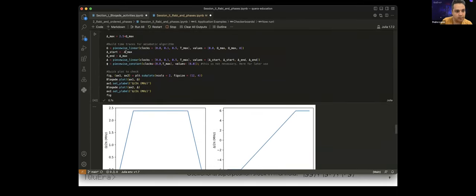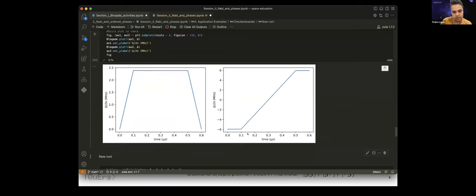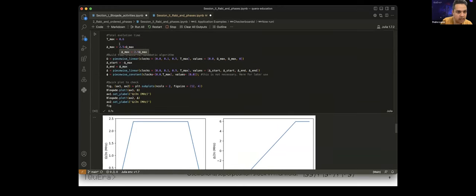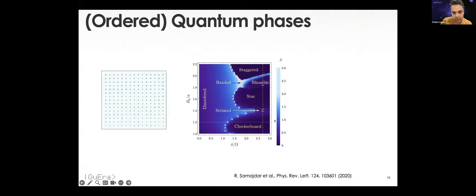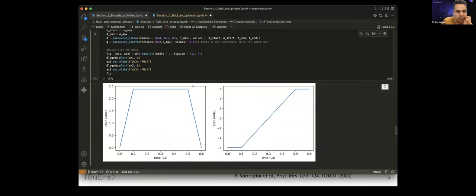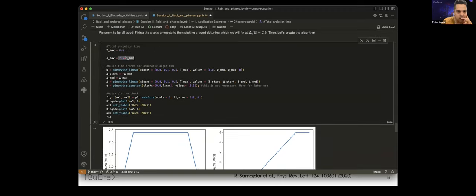I'm going to create this system that ramps from negative delta to a positive delta. The final delta that I'm picking is simply fixed by 2.5 times omega max that I'm extracting from this figure. So about 2.5 omega max, I'm going to be here. Boom. And then we do the omega. Omega is going to just ramp up, and it's going to stop exactly at a maximum value that is fixed by the blockade radius. So we do it.